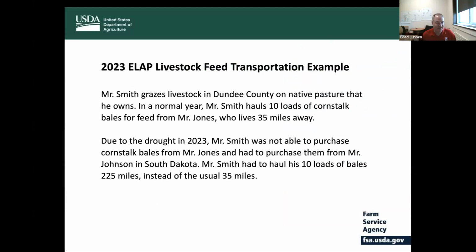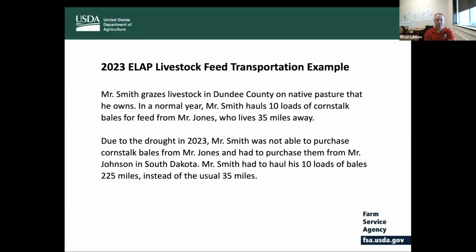That's correct. We've put up an example as just a general, really high level look at a situation that would qualify under ELAP when we're looking at having to go additional miles above normal to get feed. As that example reads, Mr. Smith grazes livestock in Dundee County on native pasture that he owns. In a normal year, Mr. Smith hauls 10 loads of cornstalk bales for feed from Mr. Jones, who lives 35 miles away.